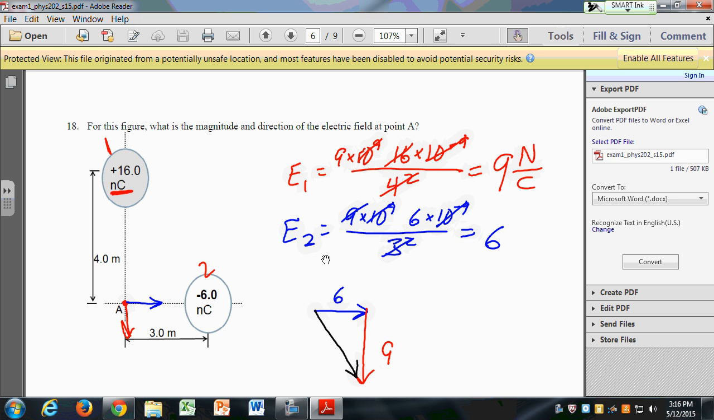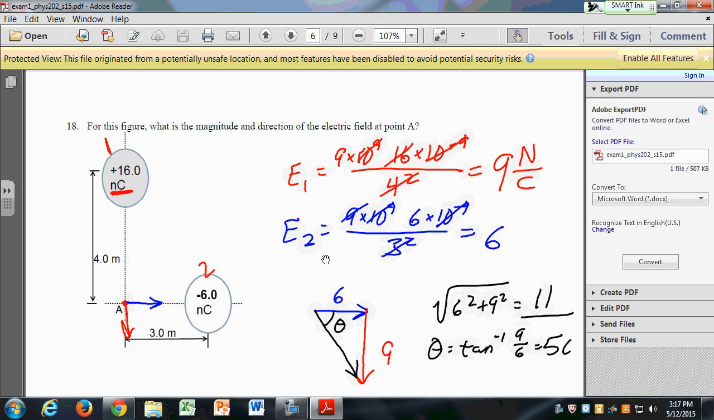In order to find the magnitude, I do square root of 6 squared plus 9 squared. That is whatever it is, 11. That's right. And then I want to know this angle. 9 over 6, whatever that is. I don't know what it is. 56, okay. Yeah, but it's 56 below the positive x-axis.